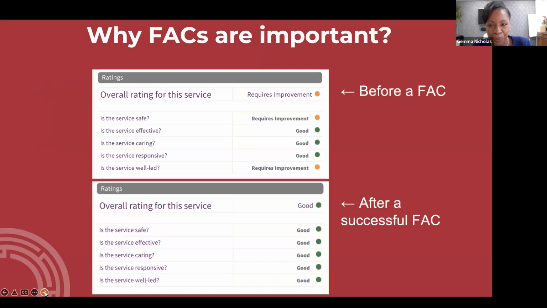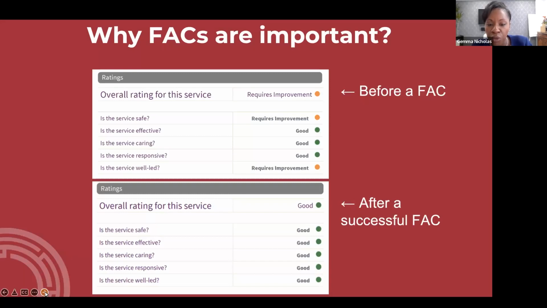Then on the next slide, this is literally just to illustrate why factual accuracy comments are important. This is the type of result that you'd be seeking. As you can see with the top example, you've got the overall rating as requires improvement. And I'm just reflecting back on what Oliver was talking about in terms of rating limiters. In terms of the overall rating, if there's a regulatory breach, this is a rating limiter for the overall rating.